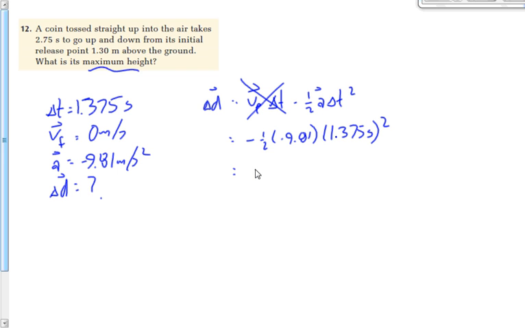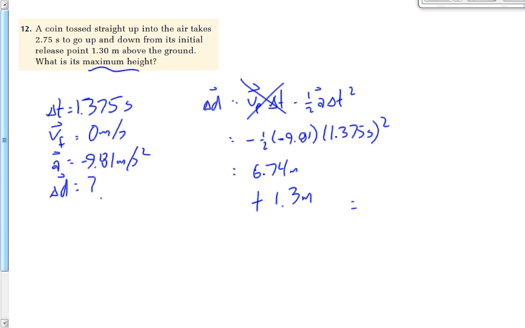We got 6.74 meters, but that's not my answer. What's my answer? Where do I go from here to get the answer? Oh, we're so close. And you know what? The math here is easy now. This is the displacement above where it was released. We're looking for the displacement above the ground. So we have to add to that 1.3 meters.